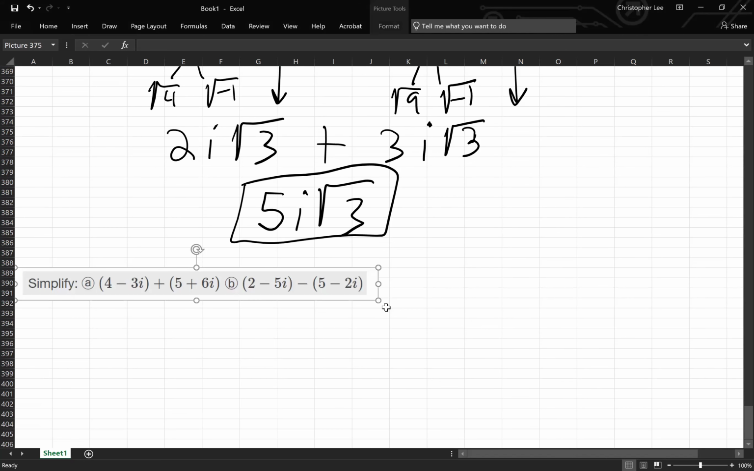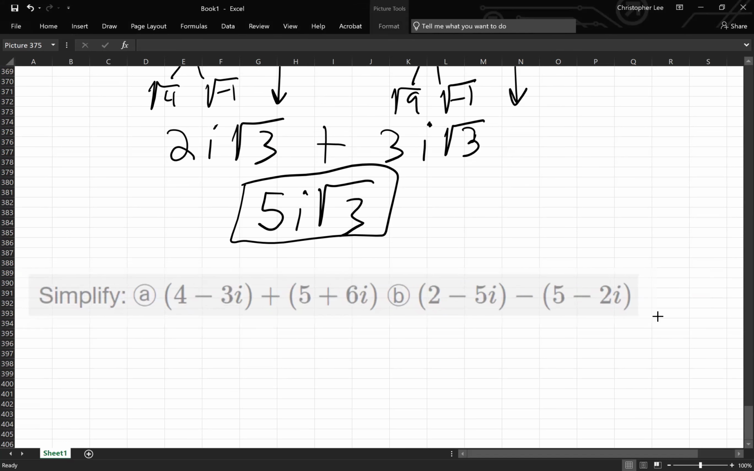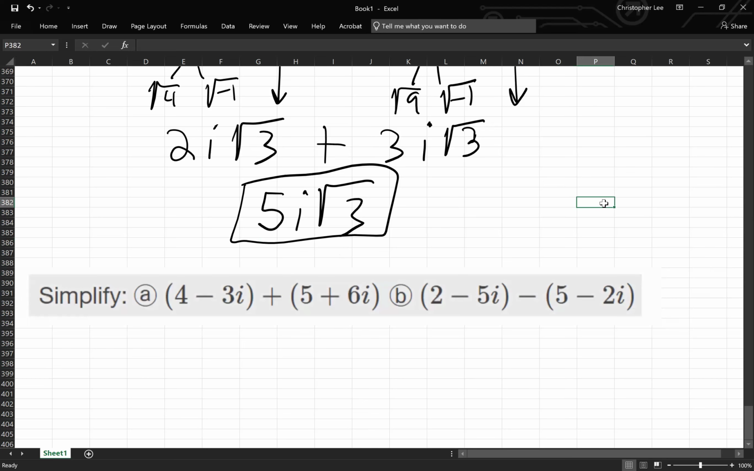Let's try this out. Just a little adding and subtracting. Remember, real numbers are real numbers, imaginary numbers are imaginary numbers.